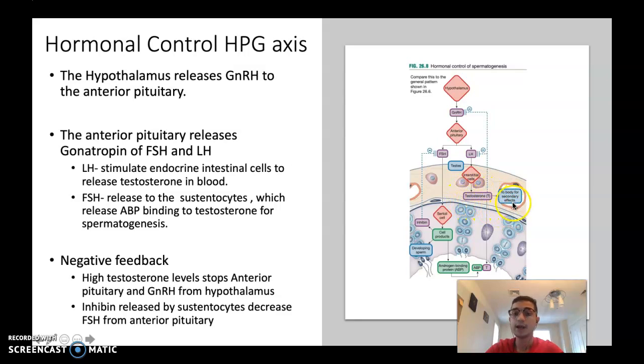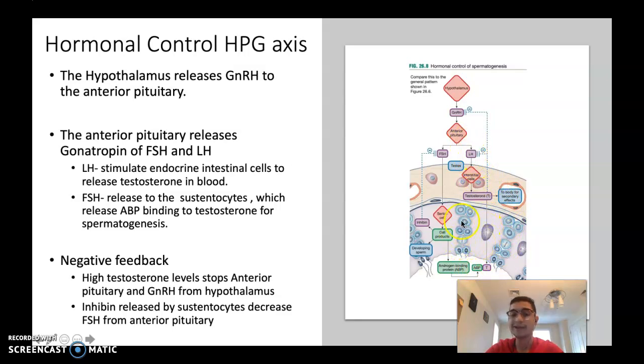And you also have the follicle-stimulating hormone, which acts on the Sertoli cells, which we also name the sustentocytes. They produce cell products that help with developing sperm, and they also produce what we said, androgen binding protein, ABP, which binds to testosterone that was released previously from the interstitial cells when they were stimulated by the luteinizing hormone.